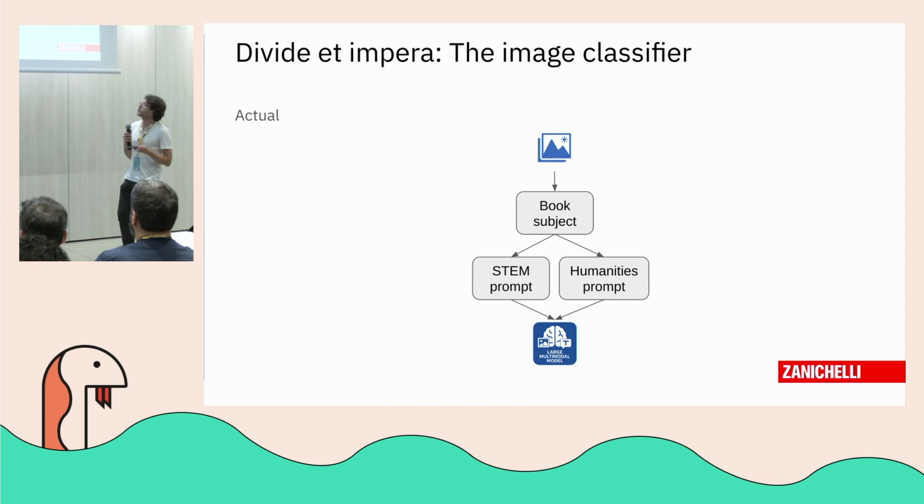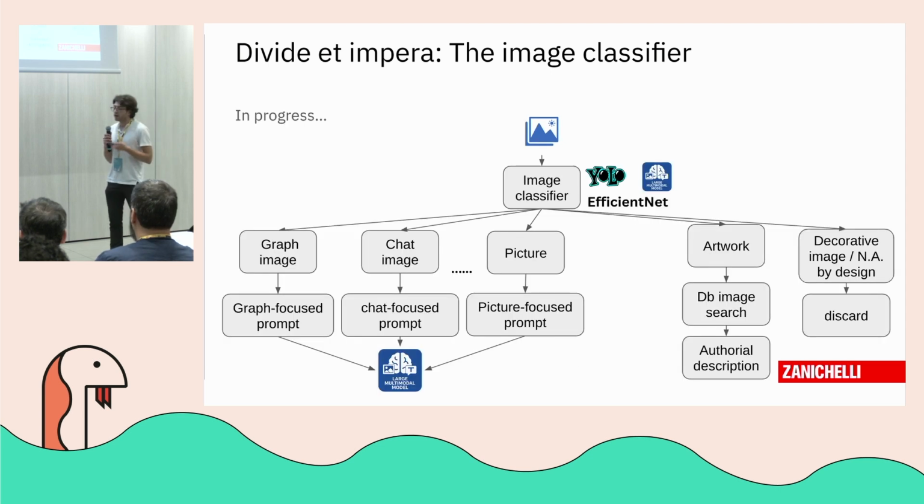So, up to now, we have a quite straightforward pipeline from the artificial intelligence point of view, where we choose between two prompts based on the subject of the book. But we are going for a more advanced solution. So we want to first classify the image, and up to now we are choosing among standard convolutional networks like YOLO and EfficientNet, but also large multimodal models. And we are currently evaluating the cost efficiency of each solution.